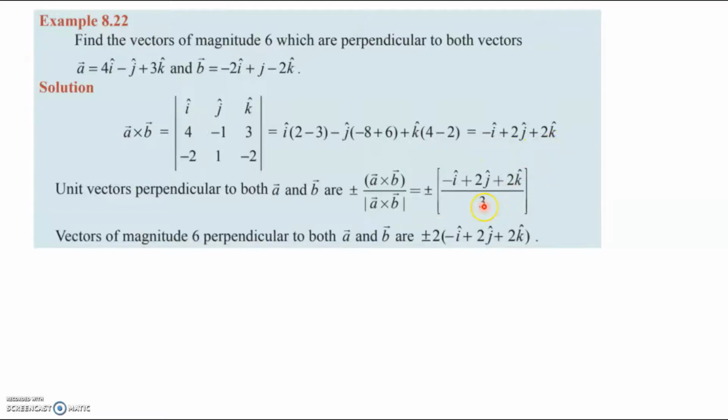Now, the vectors of magnitude 6 perpendicular to both A and B are plus or minus 2 times this, by multiplying this by 6. 6 divided by 3 will be 2 here. So you will get 2 times this vector here, which is minus I cap plus 2J cap plus 2K cap. So that's the result.